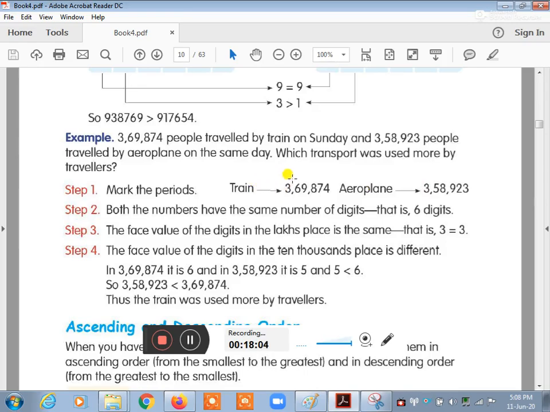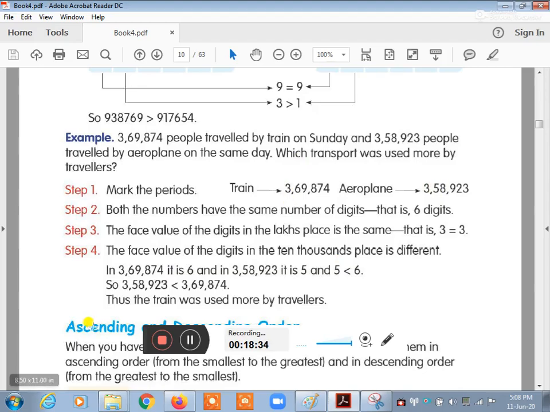So move to the next place value. Here is the 6 and here is the 5. So 6 is greater than 5. So this number is greater than this number. So 3,69,874 is greater than 3,58,923. So here in the 10,000 place they compare, they both are different numbers.